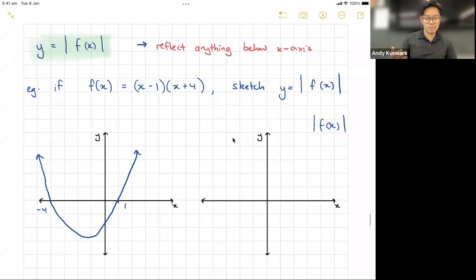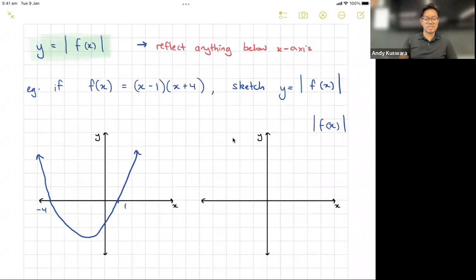Now, this is a bit of a fun one. It's less mathy and more just remembering a couple of concepts and translating them. So only for this first one have I written out how we sketch it, or I'm going to show you how we sketch it.